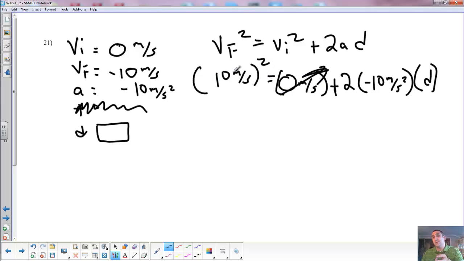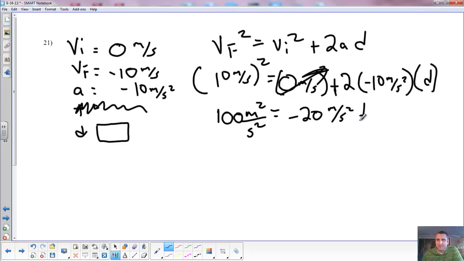100 meters per second all squared, 10 meters per second all squared gives us 100 meters squared per second squared. That's what happens when you square the meters and square the seconds, that's the unit you get. Which is wacky, but it'll go away in a few minutes as we start canceling stuff out. So the 0 goes away, you get 2 times negative 10 times d. So negative 20 meters per second squared times d.